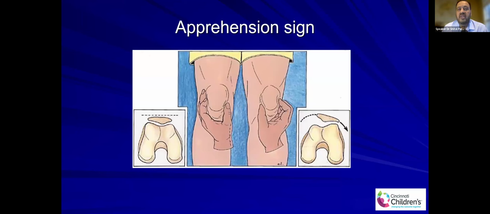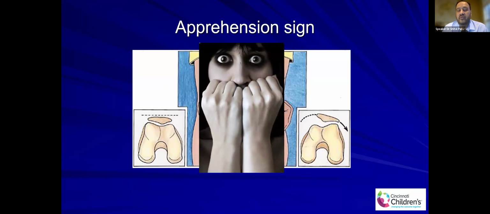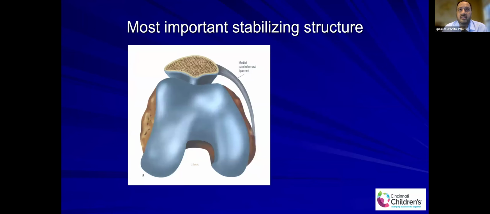The most sensitive sign when you're examining the patella is trying to push the patella out laterally, and the patient would have significant anxiety, and that's a very sensitive test for instability. So if you're not really sure what happened, you can try to push the patella out, and the patient may not like it, and that's a sign that it's unstable.